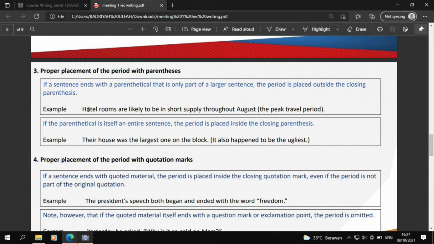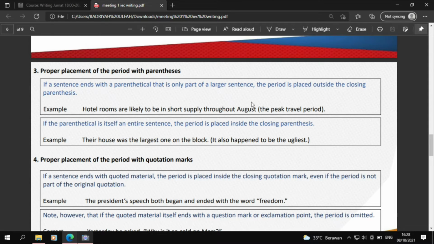Coba lihat contohnya nih. Hotel rooms are likely to be in short supply throughout August (the peak travel period). Jadi ruangan-ruangan hotel itu sepertinya kekurangan supply-nya selama Agustus. Nah, dalam kurung, periode orang pada liburan. Nah, the peak travel period ini sebenarnya ngomongin siapa? Dia cuma ngomongin si August, dia menjelaskan Agustus kan. Jadi maksudnya bukan menjelaskan hotel rooms are likely to be in short supply, tidak menjelaskan semuanya.